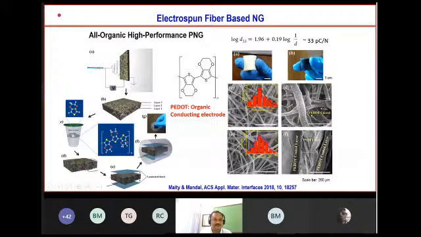And then we pass through the solvent vapor polymerization technique. That means we apply a temperature of around 60 degrees centigrade in a closed container, and then after a certain period of time, we put a little bit of EDOT, that is the monomer of PEDOT. You see, the organic conducting electrode is the PEDOT.